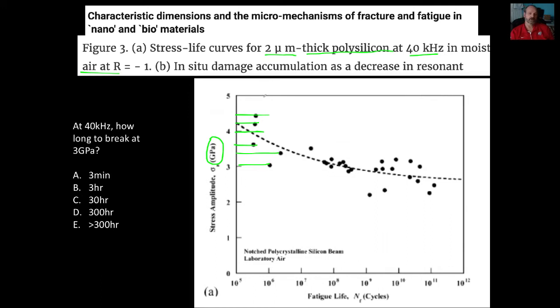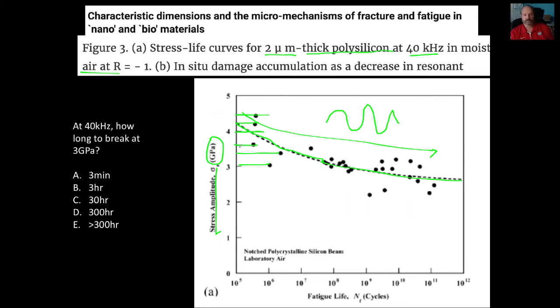At this stress amplitude, you can see there's noise in the data because not everything is going to fail at the exact same time. It's not super repeatable. But you get a cluster, and the cluster follows a general downward trend, this dotted line here. And you can see as I reduce the stress amplitude, which corresponds to the voltage that I'm applying to this thing.